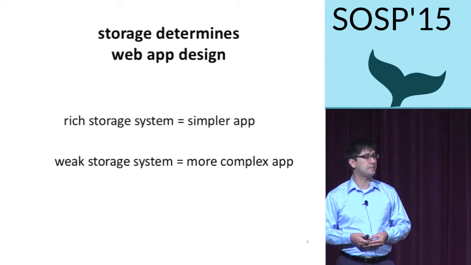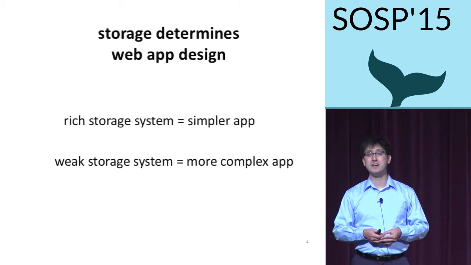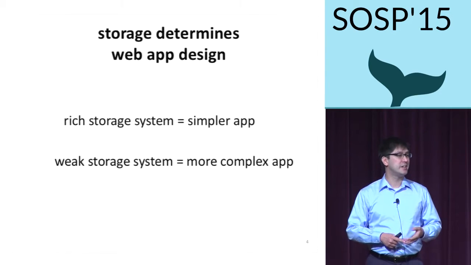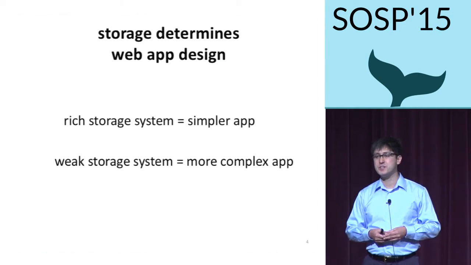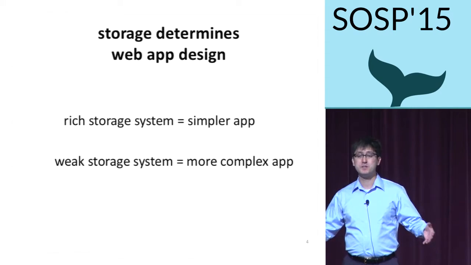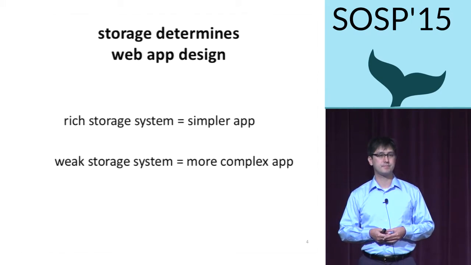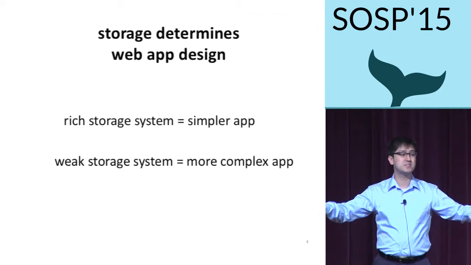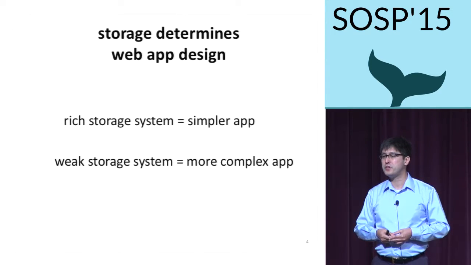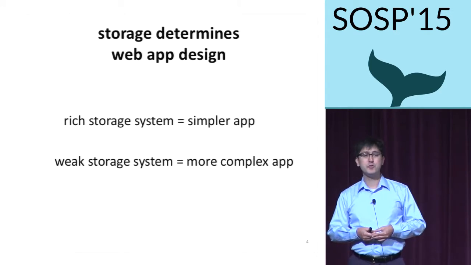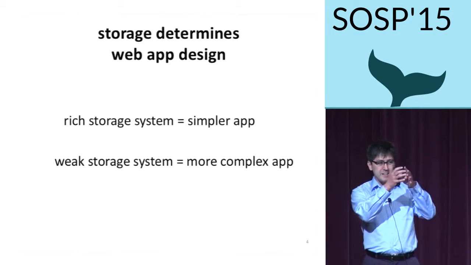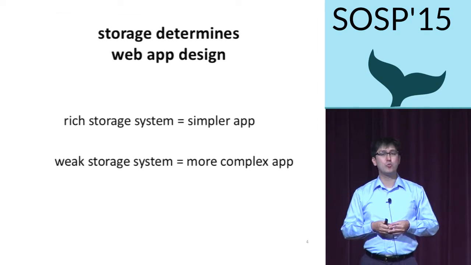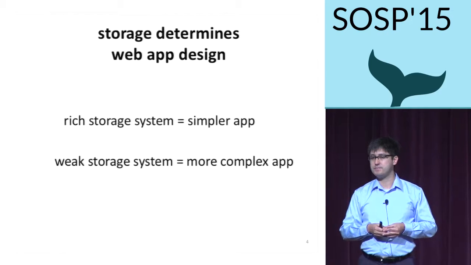But why should we care? Well, everything in computer science is either about computation, communication, or storage. And it turns out, in the case of web applications, that a storage system largely determines the design of the web application. If you have a storage system that provides a lot of functionality with strong levels of consistency, then the life of the application developer is very easy. If, on the other hand, the storage system provides very little functionality and weak forms of consistency, then the life of the application developer can quickly become a painful nightmare.